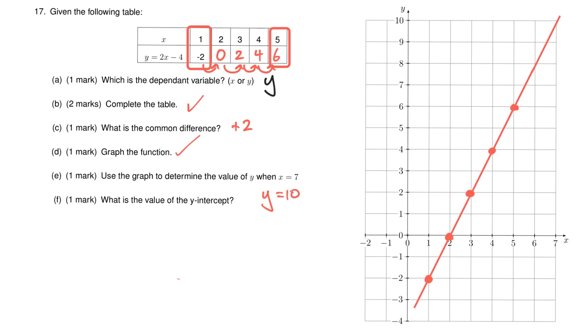Okay, so I'll draw that on. So if I go up from the x equals 7, and then where I hit the line, I come across to get the corresponding y value. In this case, it's 10.